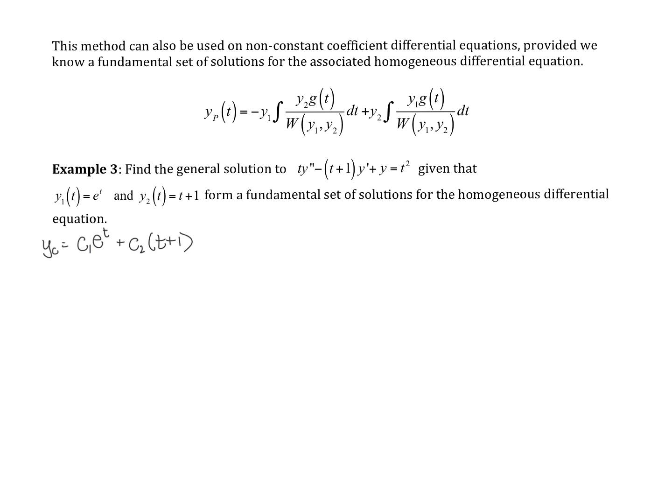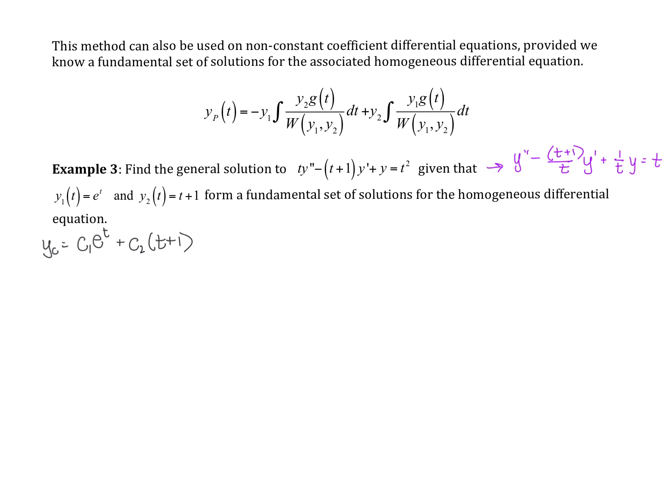Now, in order to actually use this differential equation, the first thing I need to do is solve this. My leading coefficient needs to be 1, so I'm just going to rewrite this. Dividing everything by t, we would get y double prime minus (t plus 1) over t y prime plus 1 over t y equals just t, because t squared divided by t is just t.